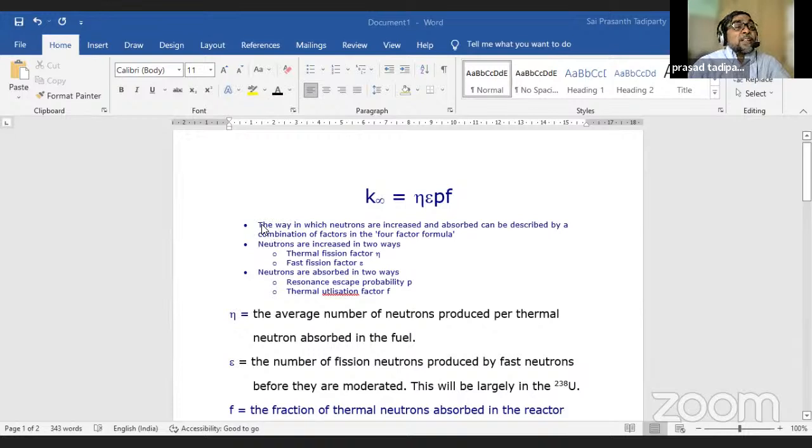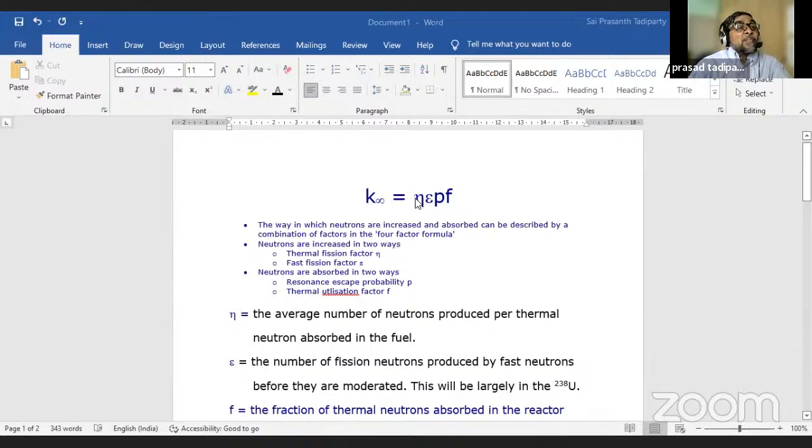Here, the way in which neutrons are increased and absorbed, we can classify into two main factors, and that is expressed in terms of the four-factor formula. The neutrons are increased in two ways: one is the thermal fission factor, and another one is the fast fission factor epsilon. Similarly, neutrons are being absorbed in two ways: one is the resonance escape probability P and the thermal utilization factor F.